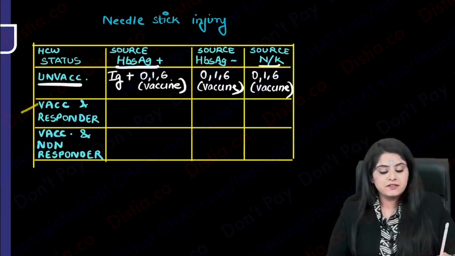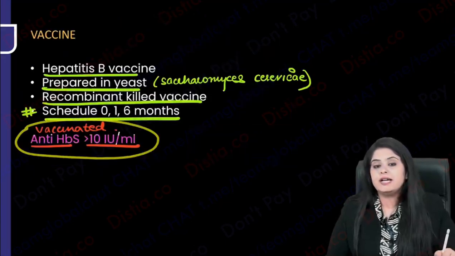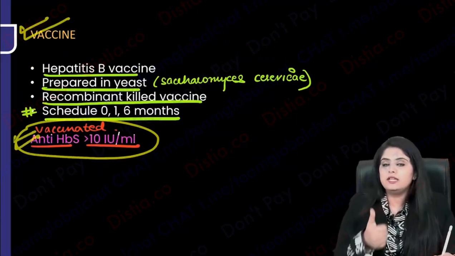Okay, so next is if you are vaccinated, which most of us are, you first need to know whether you are a responder or a non-responder. How will you find out? Based on your antibody titer. If you are vaccinated, if your antibody titer is more than 10, you have responded.